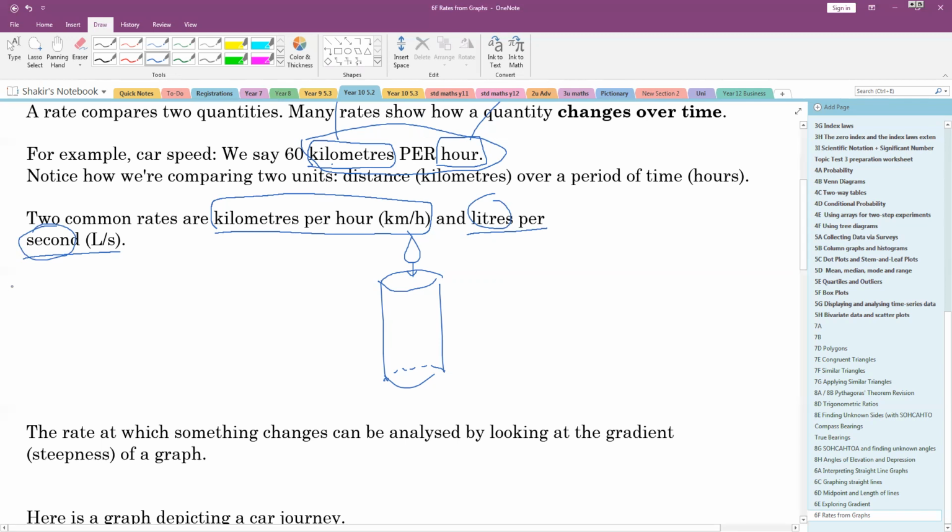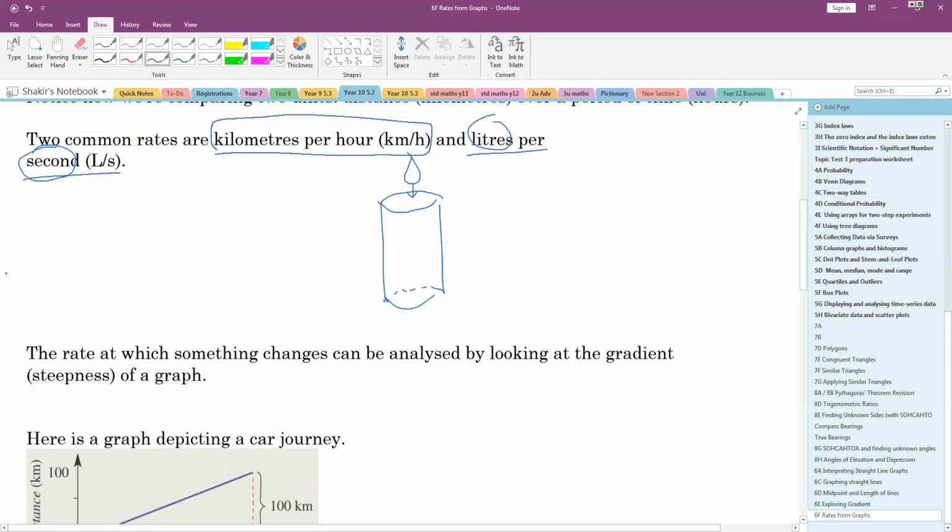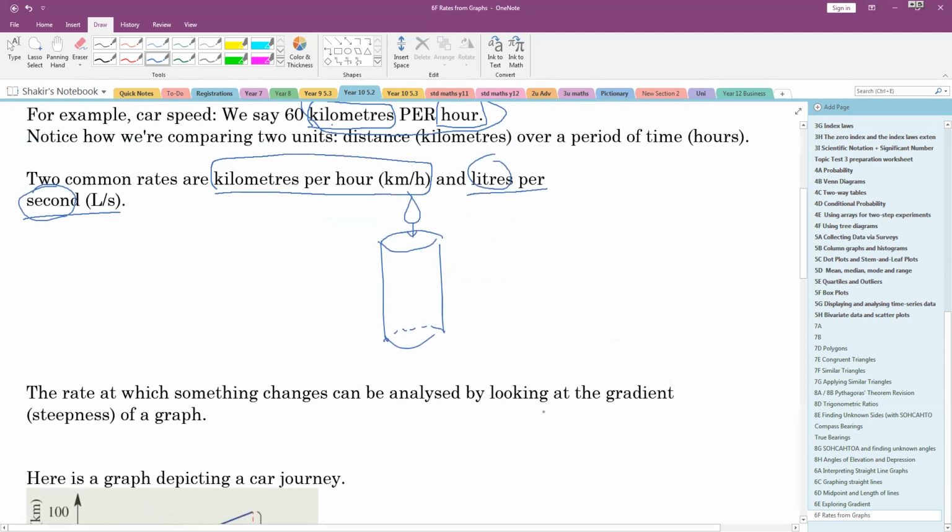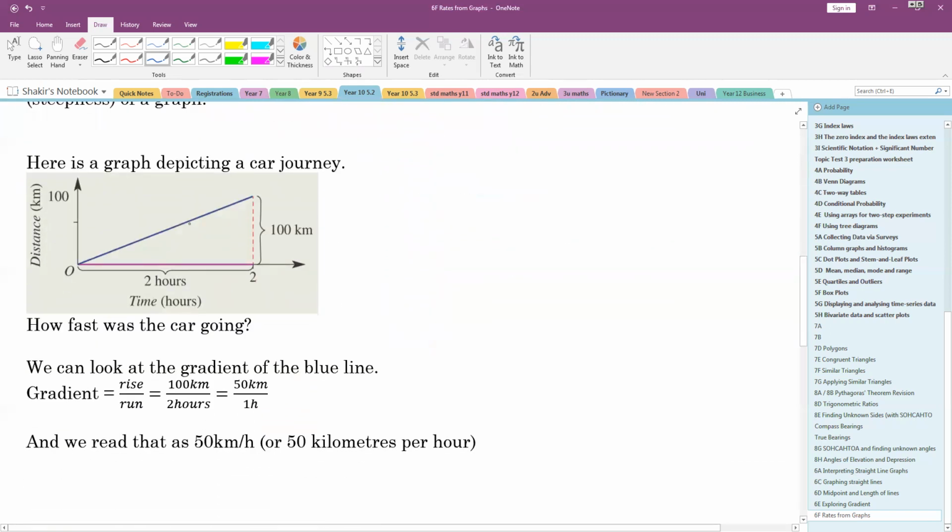And we're just going to be looking at graphs and how to interpret a graph to find the rate. The rate at which something changes can be analyzed by looking at the gradient of a graph. So this is related to gradient. It shows you how fast something is changing, which is what gradient does. Remember, a gradient tells you how much something changes for 1 unit of the x-axis. Hopefully you remember that. Here's a graph depicting a car journey.